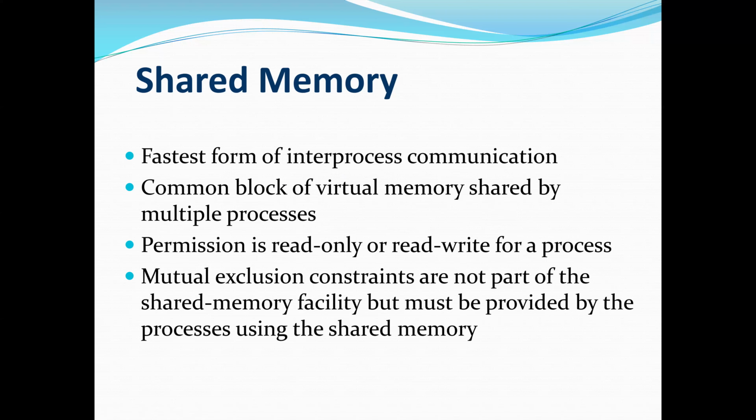Permission is read-only or read-write for a process. This can be determined on a per-process basis. Also, the mutual exclusion constraints are not part of the shared memory facility, but must be provided by the processes using the shared memory.